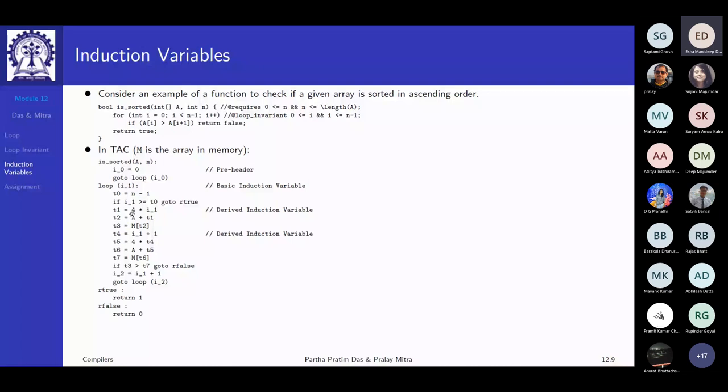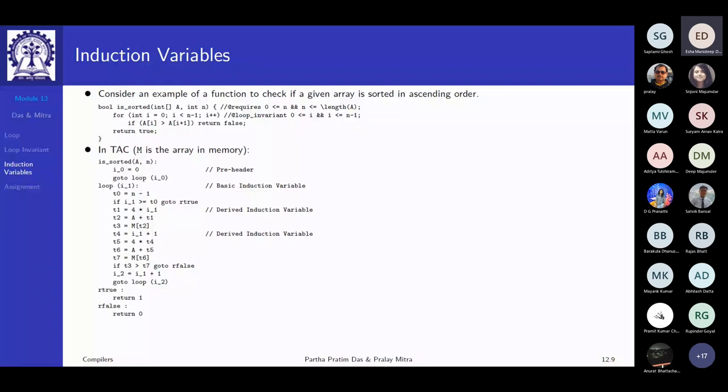Similarly, T4 is I plus 1. So that also is a derived induction variable with A being 1 and B being 1. Right? So we can see that, as I was saying, there's one primary basic induction variable, but there are hidden ones. So now let's move on and try to use this information.